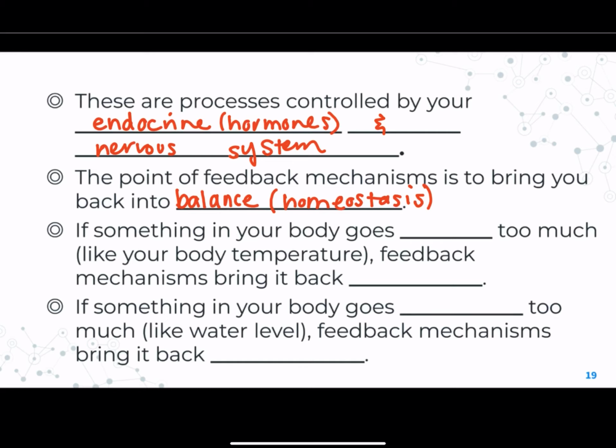Okay, the next one says if something in your body goes blank too much, like your body temperature, feedback loops are going to bring it back blank. Okay, this has two answers. If something in your body goes too up, your feedback mechanism is going to bring it back down. And again, this is an example of a negative feedback loop. And if something in your body goes down too much, like water level, feedback mechanisms are going to bring it back up. Now, these are both negative feedback loops. Don't be fooled. There are certain scenarios where we want a positive feedback loop to keep the upregulation of whatever it's causing, but that's typically not what our body sustains at.